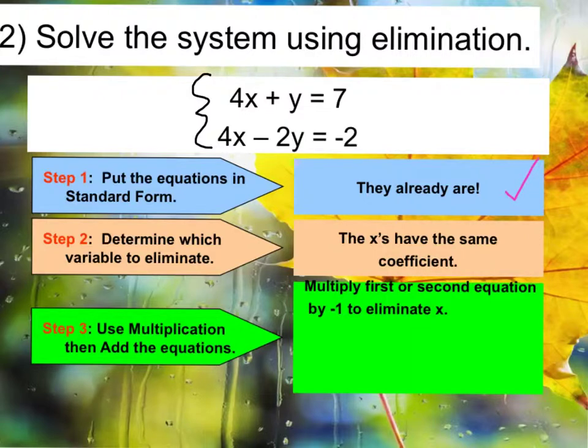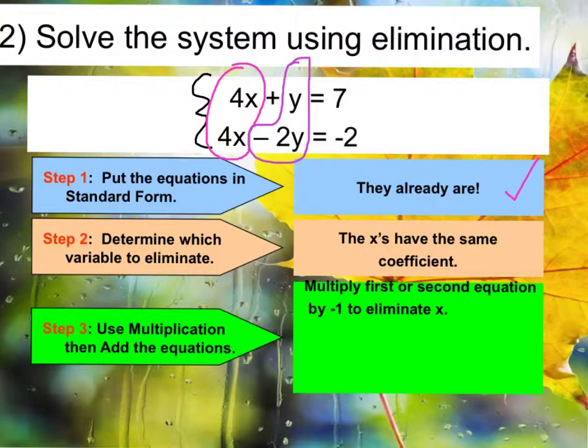Step 2, determine which variable to eliminate. Here we can do one of two things. We can eliminate the x variables, or we can eliminate the y variables. So which one do you think is easiest to eliminate? Remember, we're going to have to use multiplication, then addition.